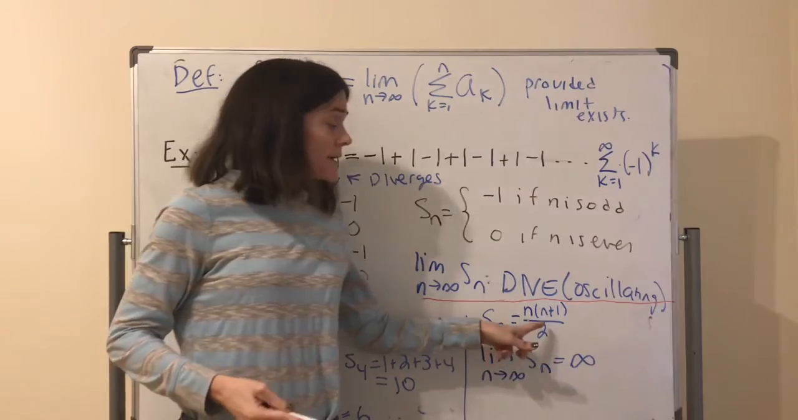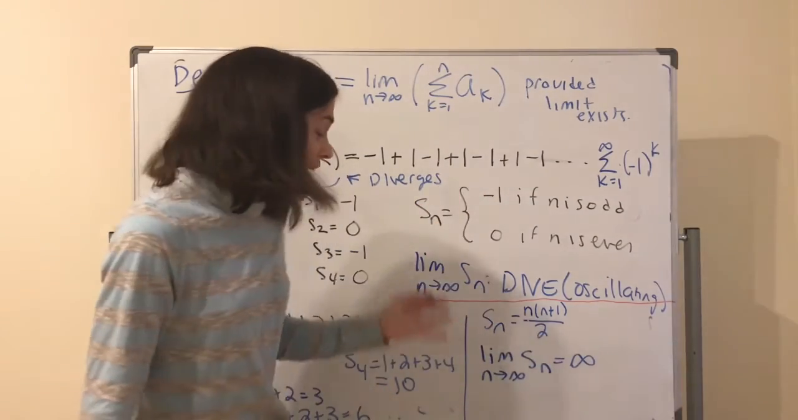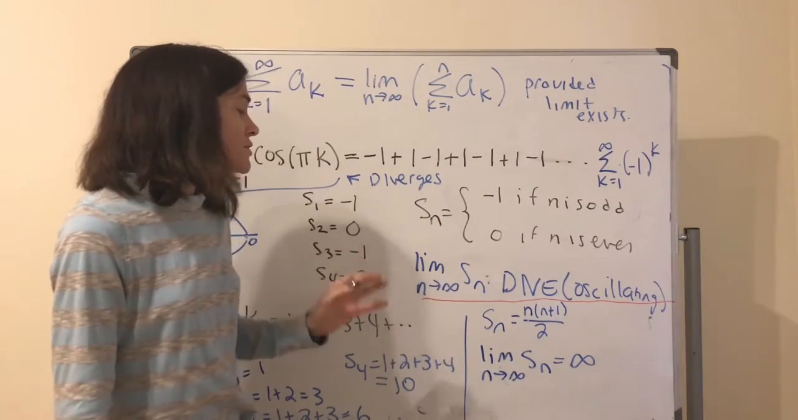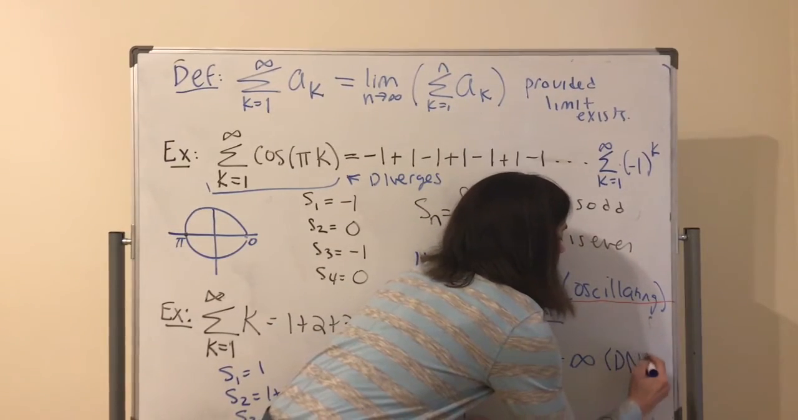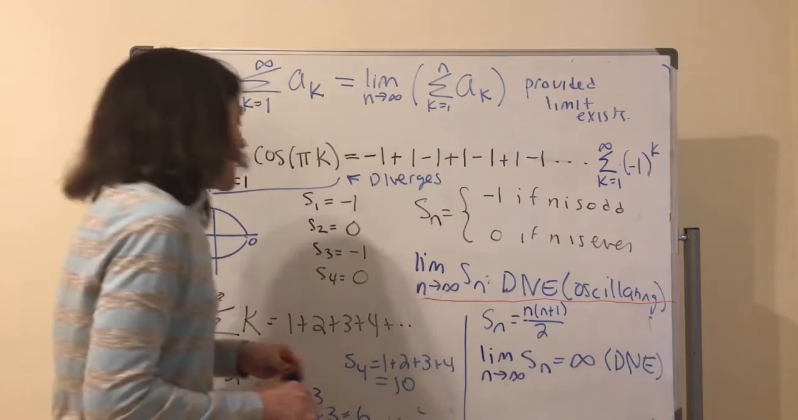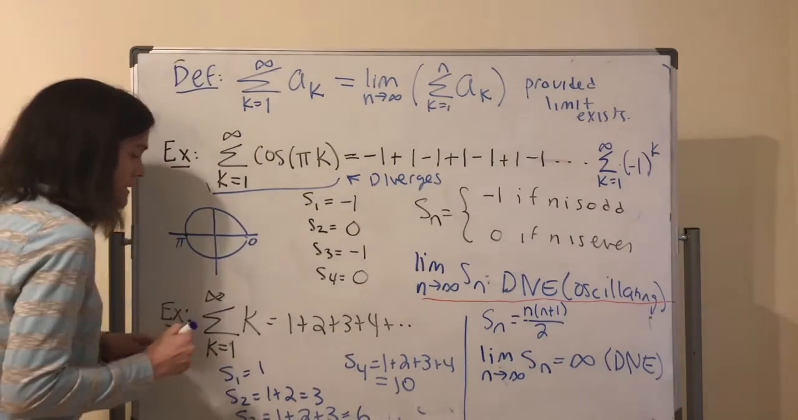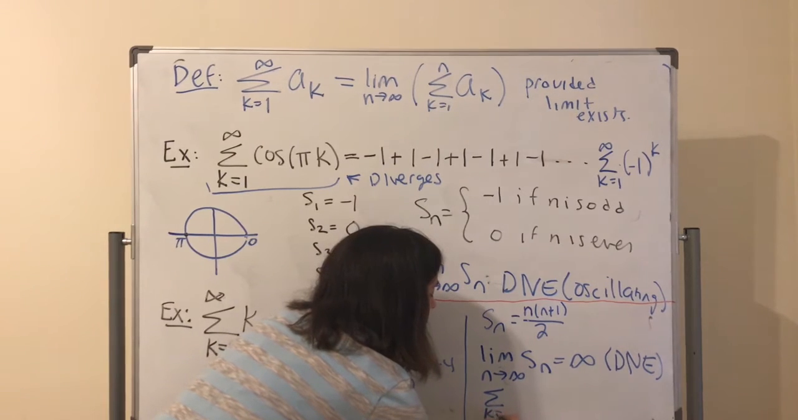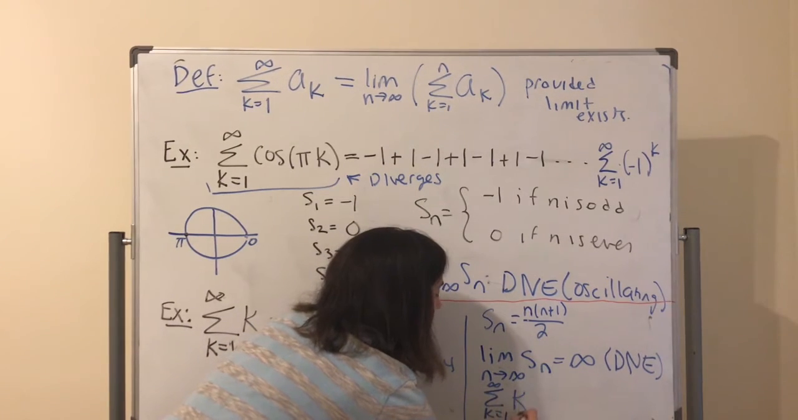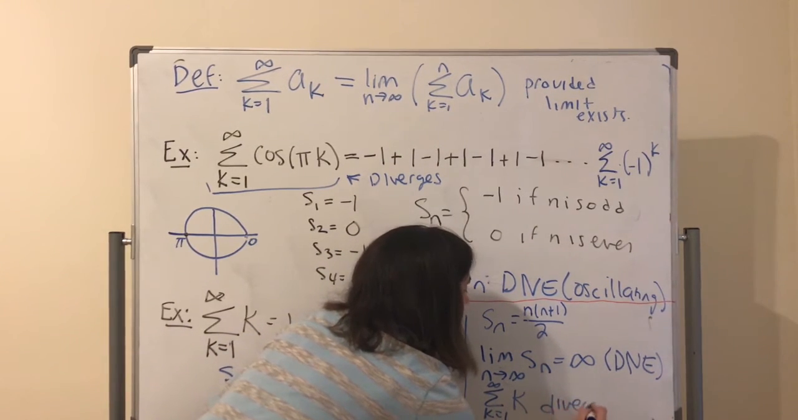The numerator is growing without bound. We have a fixed denominator of 2. This limit is infinity, or you could also say does not exist. And what this means is that this series here, I'll write it below, this series, k equals 1 to infinity of just k, this diverges.